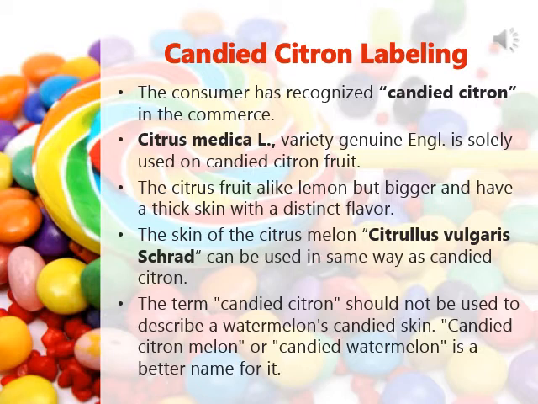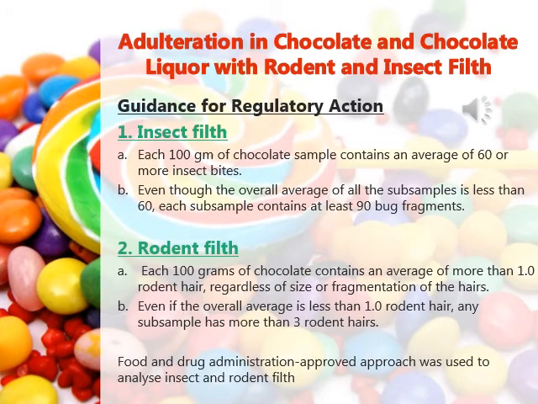The term candied citron shouldn't be used to describe watermelon's candied skin. Candied citron melon or candied watermelon is a better name for it. Adulteration in chocolate and chocolate liquor with rodent and insect filth.